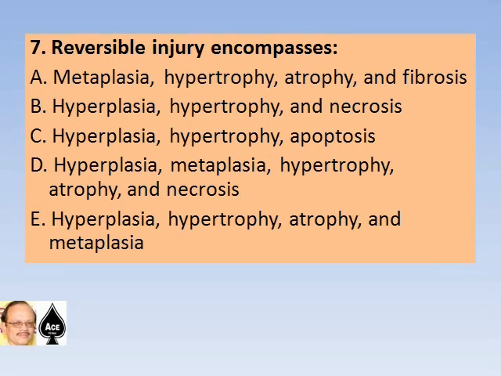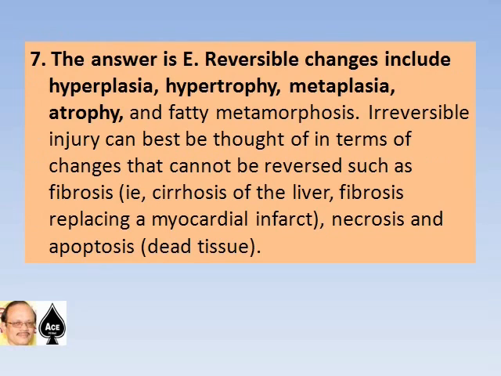The seventh question: reversible injury encompasses which of the following? Metaplasia, hypertrophy, atrophy and fibrosis; hyperplasia, hypertrophy and necrosis; hyperplasia, hypertrophy and apoptosis; hyperplasia, metaplasia, hypertrophy, atrophy and necrosis; hyperplasia, hypertrophy, atrophy and metaplasia. Which of these are reversible? Answer is E. Reversible changes include hyperplasia, hypertrophy, metaplasia and atrophy, fatty metamorphosis.